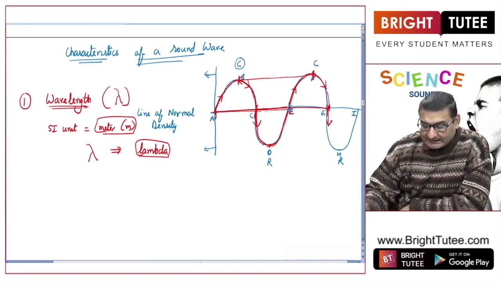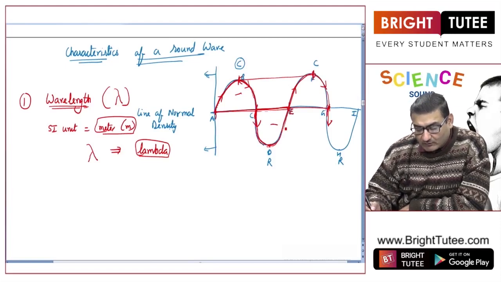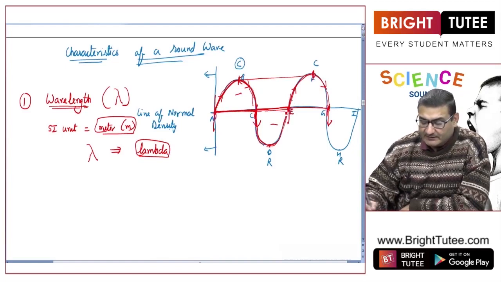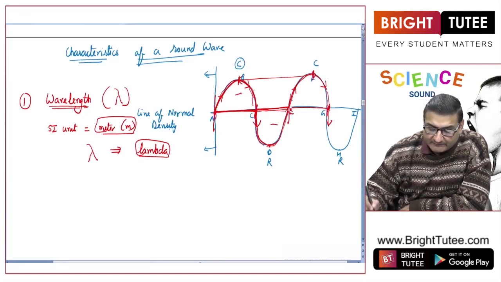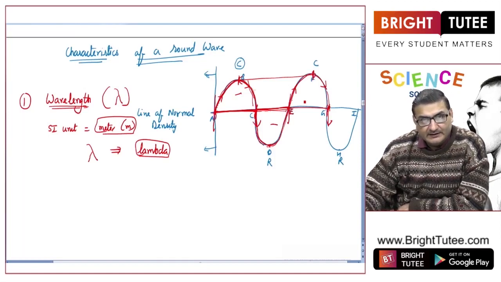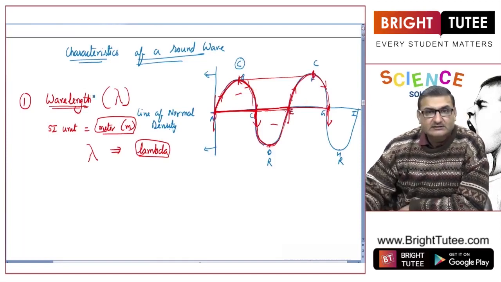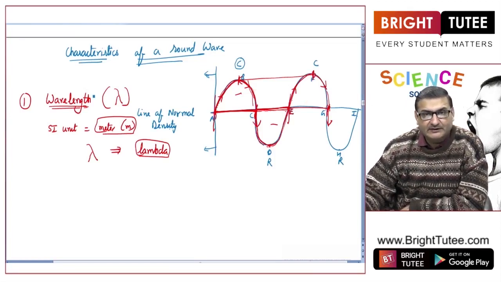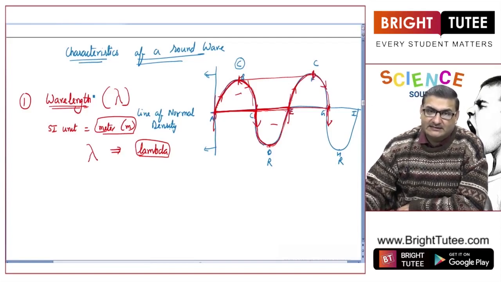Now we can relate that one complete compression and one complete rarefaction are equal. So we can also say that one complete compression, the distance AC, is actually half of AE. That means one complete compression is basically half of a wavelength. One complete rarefaction is half of a wavelength always. Clear? Fine. So this was the first characteristic, that is wavelength. Along with its SI unit, you need to recall and remember its definition.